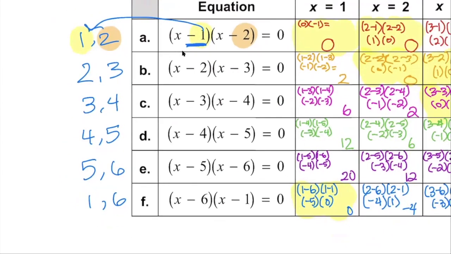And when it's written like this, so in factored form where you have 2 or more sets of parentheses, that means that's how many solutions you're going to have. So we have 2 different numbers, 2 sets of parentheses, 2 solutions. If they would have been both the same, so x minus 1 times x minus 1, yes, we still have 2 solutions, but we're only going to get one number because only one number will get to 0 from there.